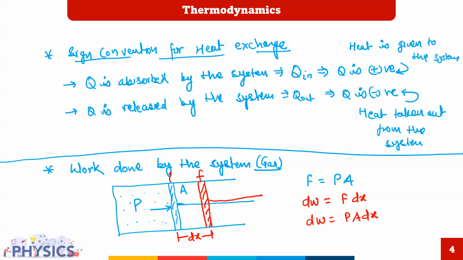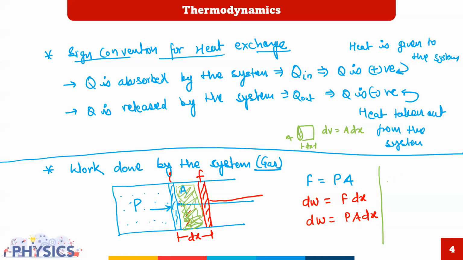Now, what is A into dx? Cross-sectional area of the piston is A and this distance is dx. So this thing, sorry, I'll mark with a different color. This thing which you are seeing here is only A into dx. But A into dx is nothing but a very small change in the volume. You have a cross-sectional area A. This distance is dx. So it looks like a cylinder. What is the very small volume of the cylinder? Volume of the cylinder is A dx. So this is nothing but a very small volume increase in the gas.